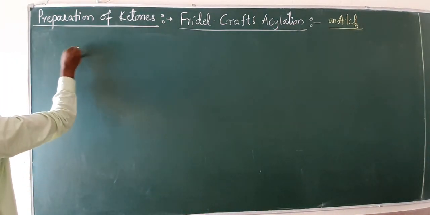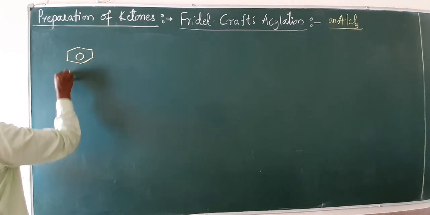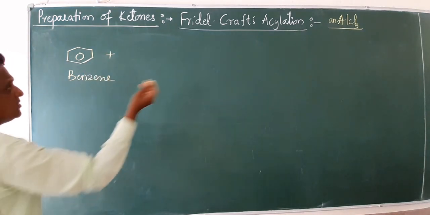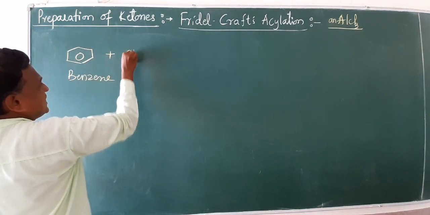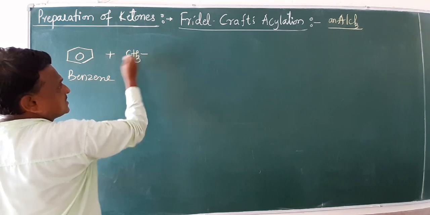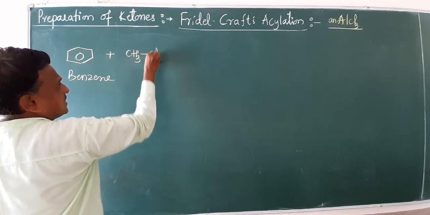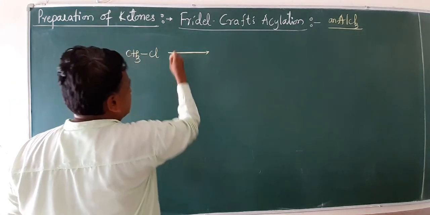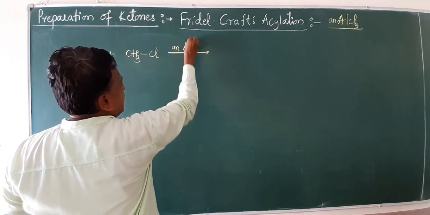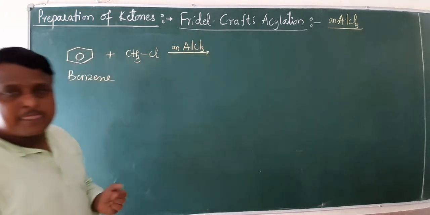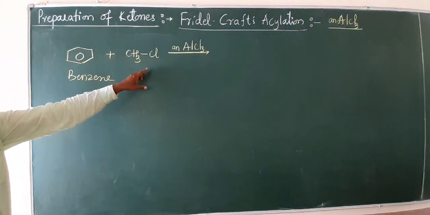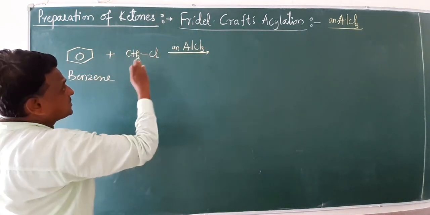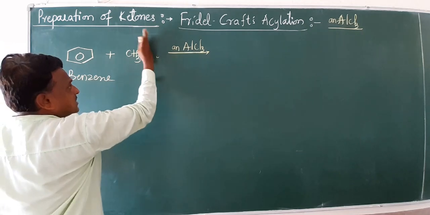What happens when benzene reacts with alkyl halides? You can use any alkyl halides, for example CH3Cl. This is your alkyl halide. When this alkyl halide reacts with anhydrous aluminium chloride, it is alkylation. In the place of this alkyl, we can use acyl groups.